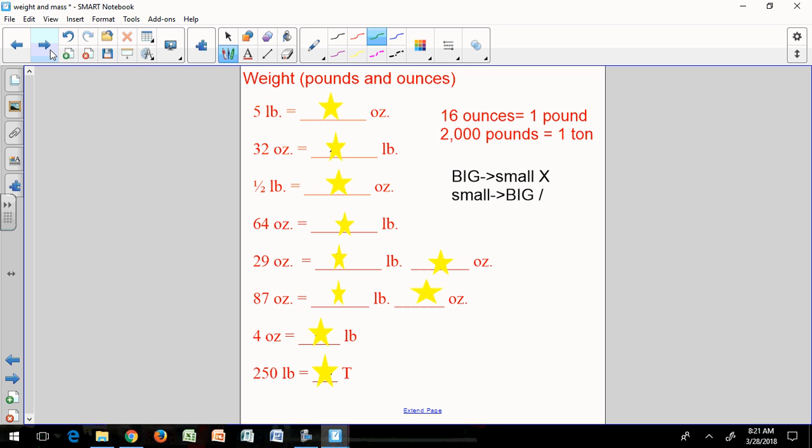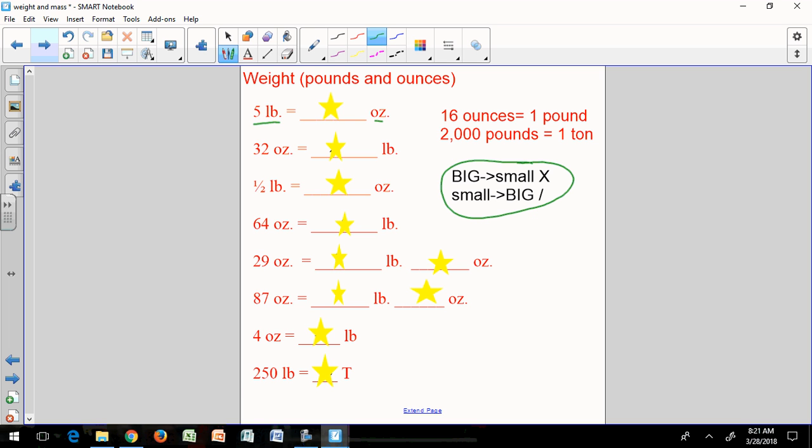Let's do a couple together first. So 5 pounds, but I want it in ounces. And remember, important for all of our customary units and for all conversions really, if we're going from a big unit to a small unit, we multiply. Horse to fly, multiply. Big to small, we're multiplying. If we're going from a small unit to a big unit, we're going to divide. Fly to horse, divide of course. Small to big, we divide.